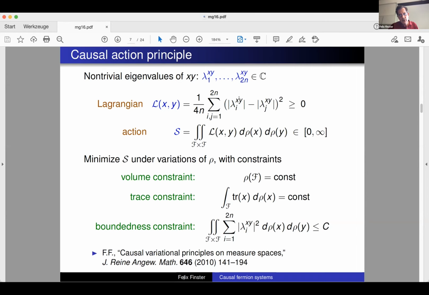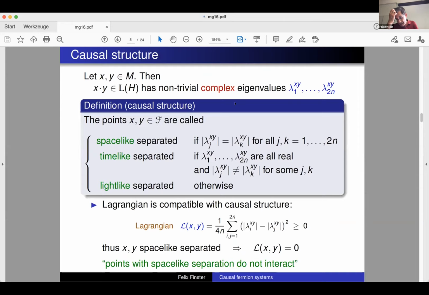Namely, this is tied to a causal structure which comes up here. This is why it's called causal Fermion system, causal Lagrangian. And this works as follows. Suppose we take now two points in the support of the measure. This means two space-time points. Then we can multiply them together, compute the eigenvalues just as before. And then we can make the distinction between real eigenvalues or eigenvalues in the complex plane. And this gives us a distinction between space-like and time-like. So in this way, there is like a spectral definition of causality.